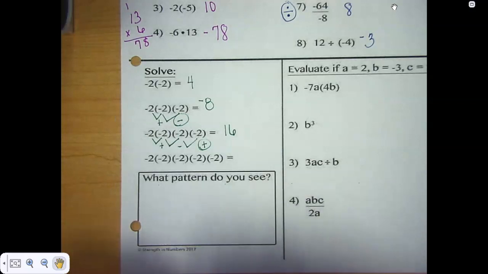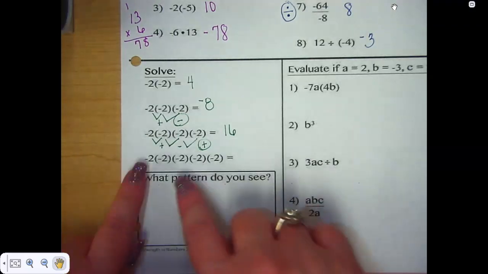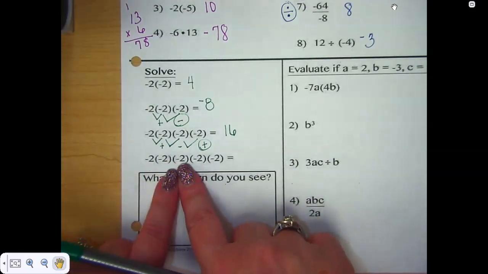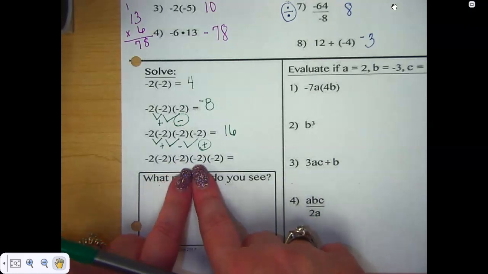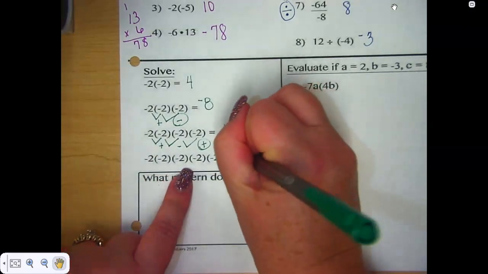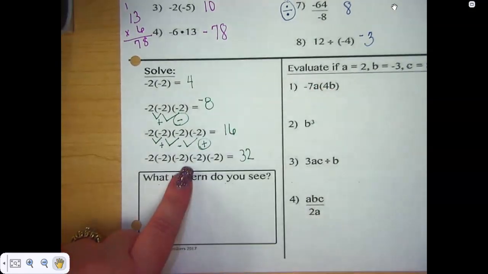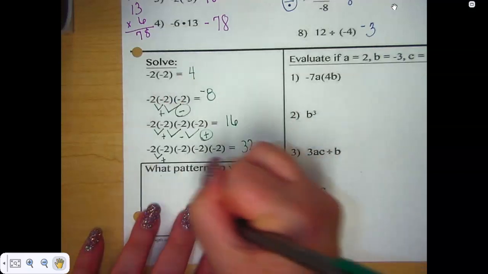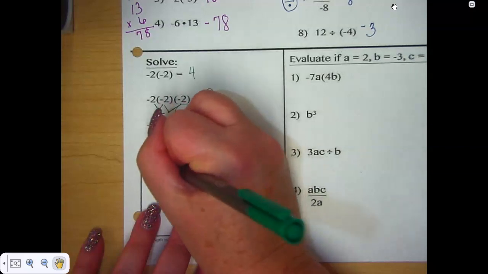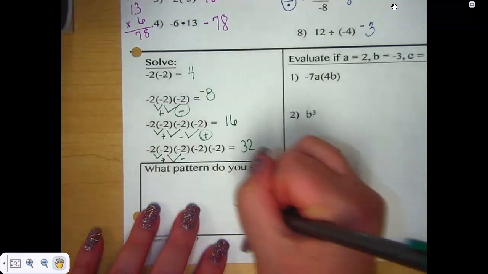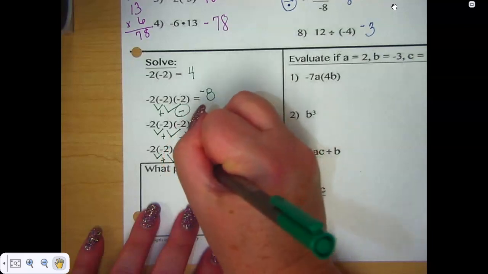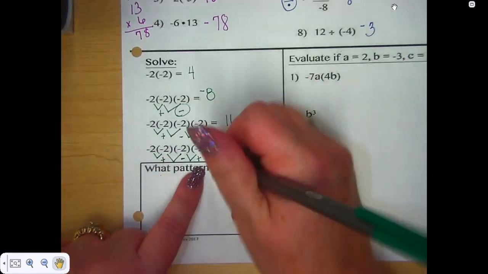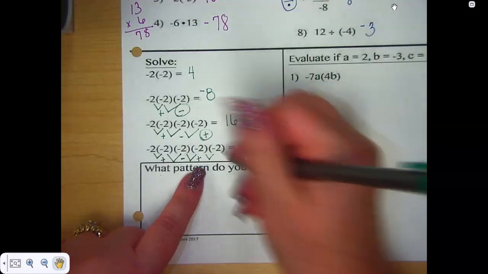All right, let's add one more negative 2 as a factor. So 2 times 2 is 4. 4 times 2 is 8. 8 times 2 is 16. And 16 times 2 is 32. Now let's deal with those negatives. A negative times a negative is a positive. A positive times a negative is a negative. A negative times a negative is a positive, right? This is where we were up here. We were at positive 16. And then positive times a negative is a negative.